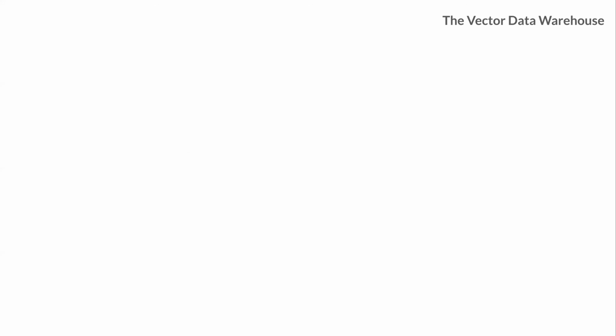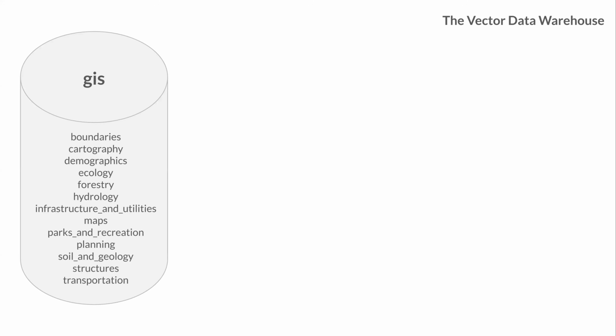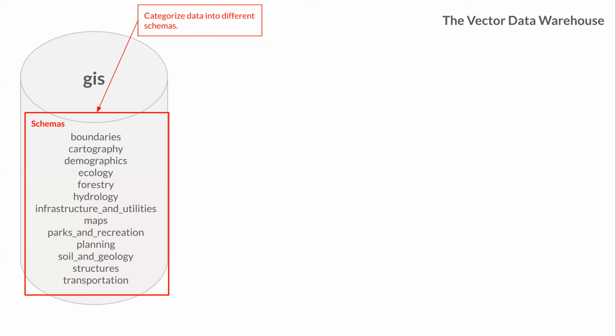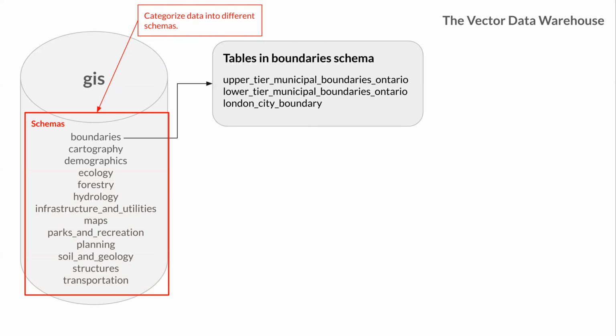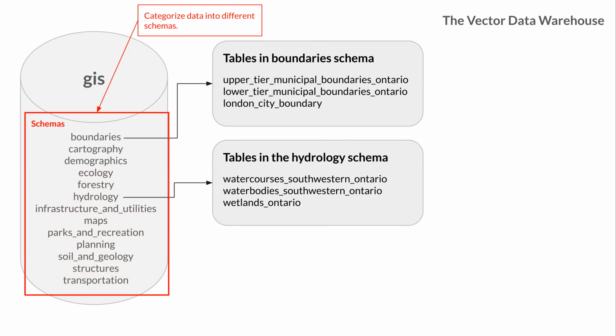So this is typically what it looks like. We'll set up the GIS database with a number of different schemas. The schemas are used to categorize the data. So we have things like boundaries, cartography, demographics, ecology, and so on. You can probably guess what types of tables or layers would appear within these individual schemas. So in something like a boundaries schema, we might put upper or lower tier municipal boundaries, or even city boundaries. In the hydrology schema, we're going to put things like water courses, water bodies, wetlands.